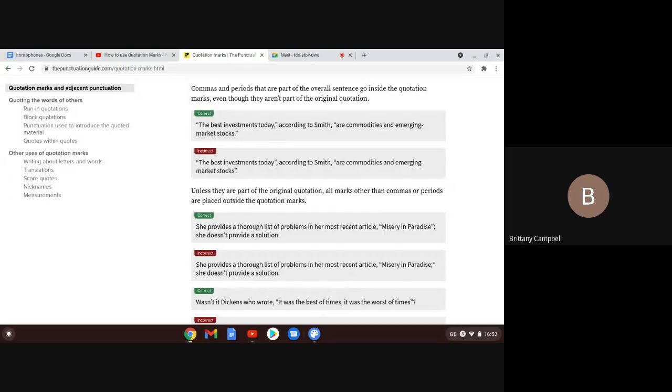All right, so look at this. So let's go over this again. It was a mouthful, yes? So unless they are part of the original quotation, all marks other than commas or periods are placed outside of the quotation mark.